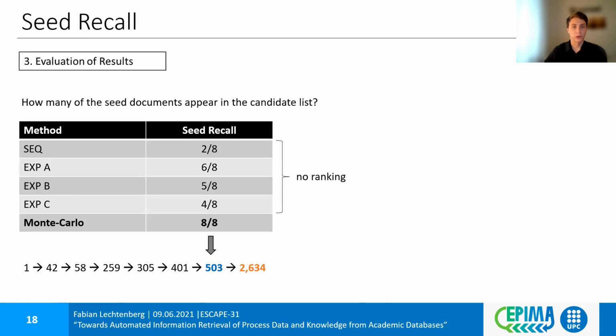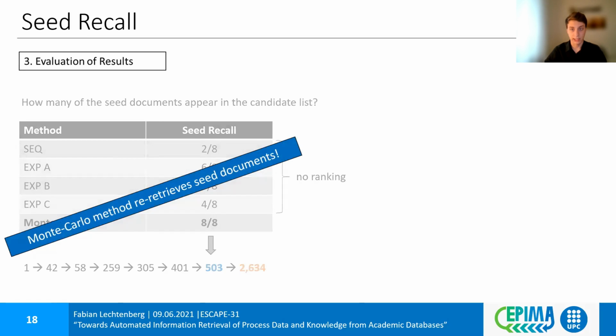Before using the BM25 to compare those lists on a linguistic level, I would like to briefly mention the capability of the method to re-retrieve the documents that have been used as seeds. The sequential method yields only 2 out of the 8 documents used in the candidate list, while the expert strings have 4, 5, and 6 respectively. The Monte Carlo method is able to re-retrieve all of the seed documents, with the top 7 of them being in rather high positions up to 500, and the 8th document is found in rank 2634. The fact that the method re-retrieves the documents used as seeds is a good indication that it really does what we want it to do.